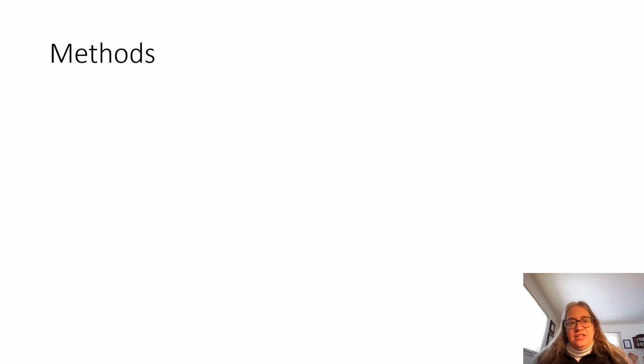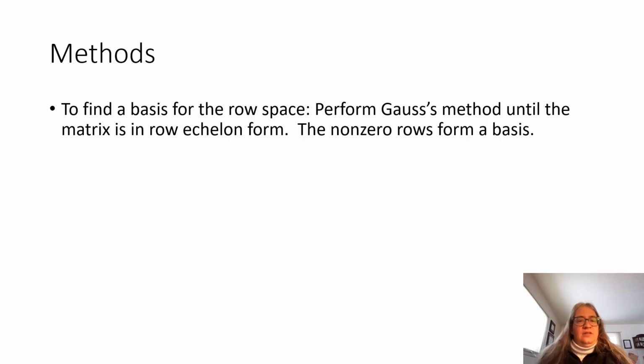Okay, but first I need to tell you the methods, because allegedly this is a video about not real rank, sorry, my research is creeping in there, column rank and row rank, right? So how do you find a basis for the row space, for example, so that you know what the dimension of the row space is? So here we go. Okay, to find a basis for the row space, what are we gonna do? We're gonna do Gauss's method, that's row reduction.